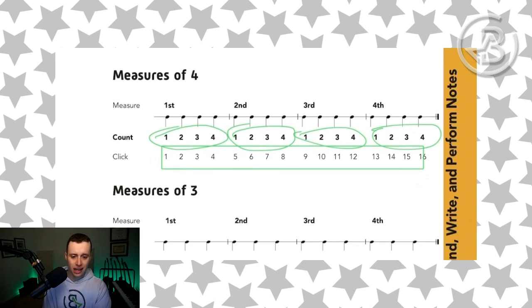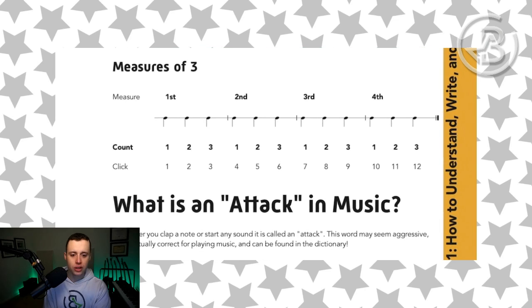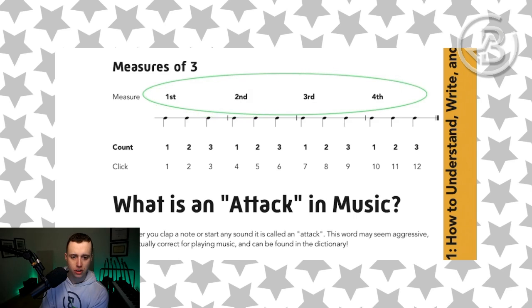Now we can see the same pattern show up in measures of 3. In measures of 3, the only difference is that there are not 4 counts, or 4 quarter notes, in each measure. There are 3 counts, or 3 quarter notes, in each measure. But you can still see everything's working exactly the same. There are 4 measures. There is a final bar line.